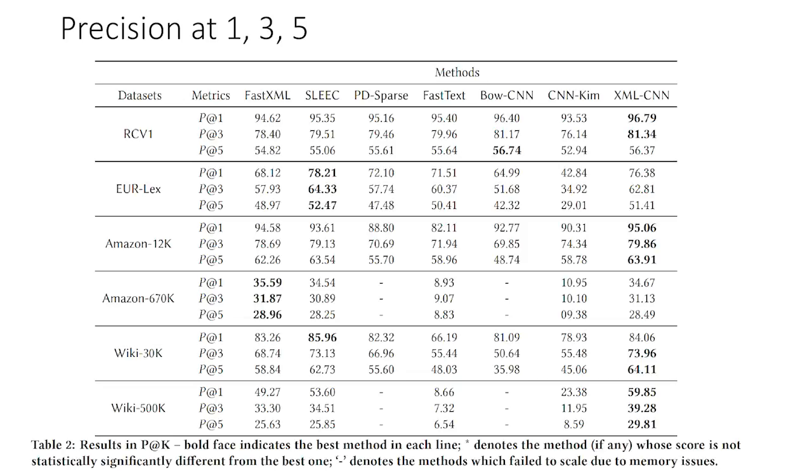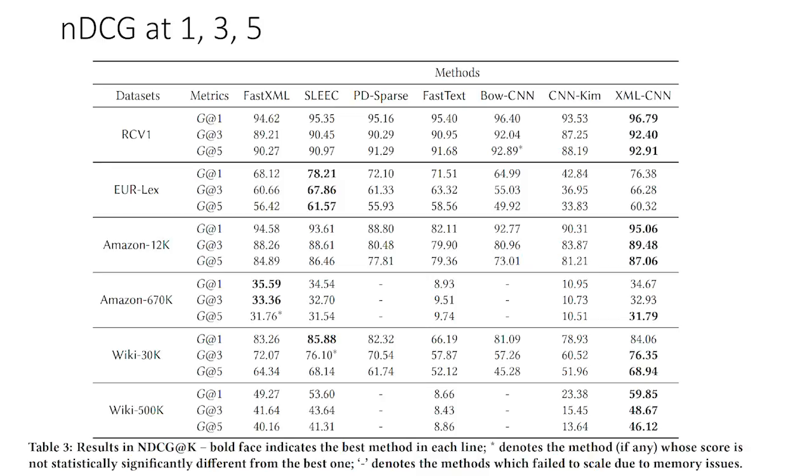Among 18 rows, XML-CNN is the proposed method. It has the best score in 10 rows, while the second method, SLEEC, has 4 best rows, followed by FastXML. To be honest, the training time for XML-CNN will be a lot slower than FastXML, the tree-based ensemble method. Let's look at the NDCG. NDCG also provides similar results, but you can see the star notation here and here. That means this is not statistically significant compared to this one.